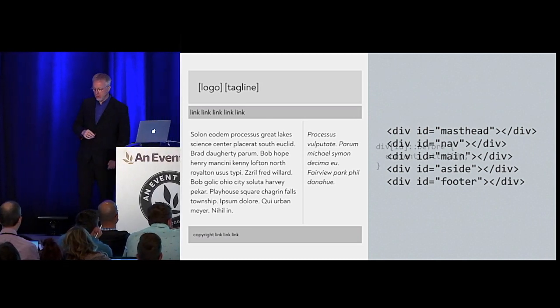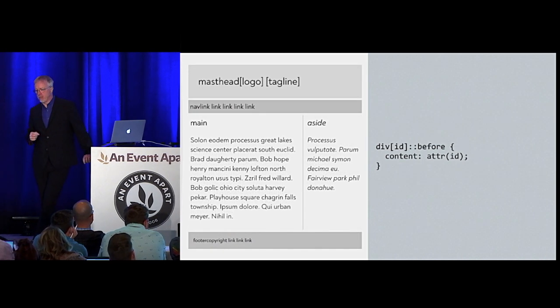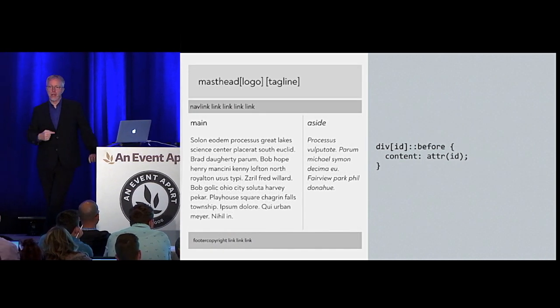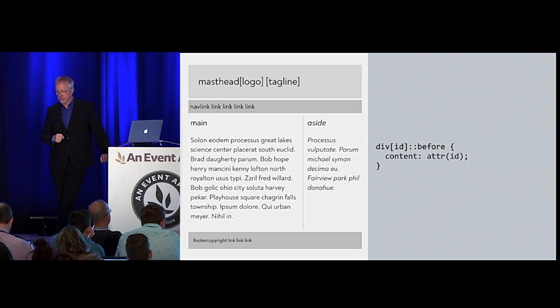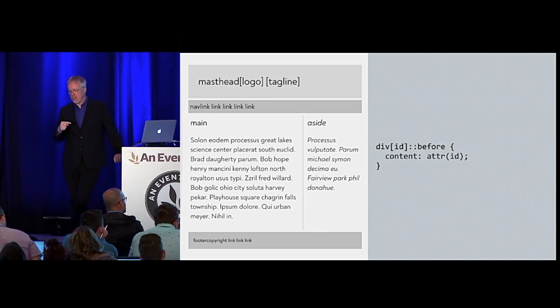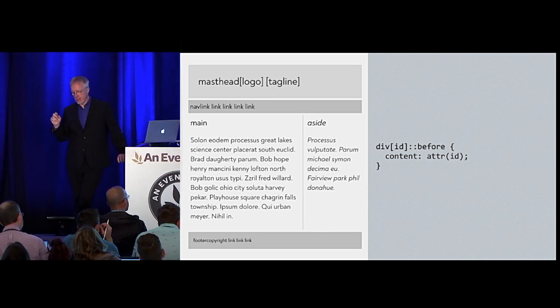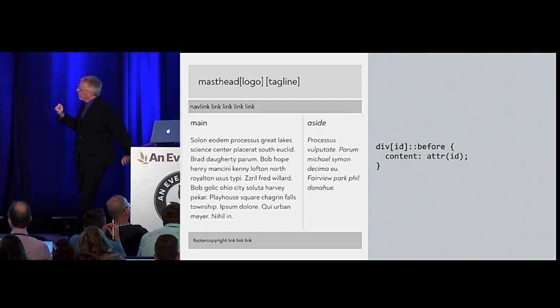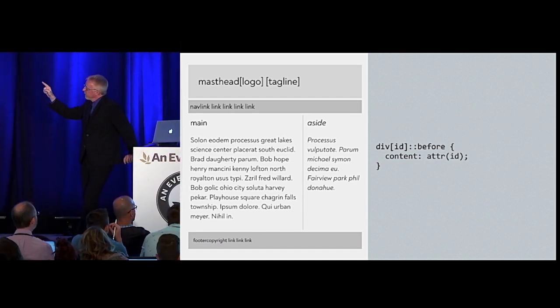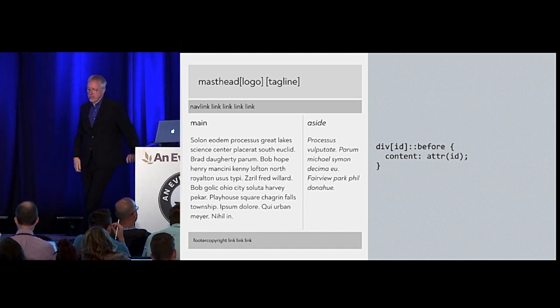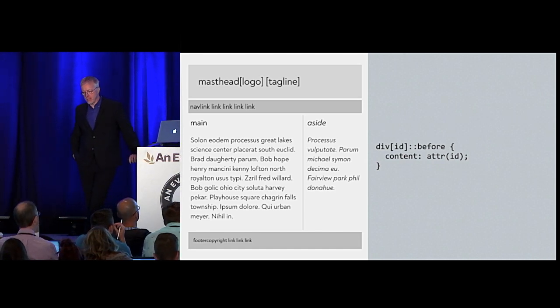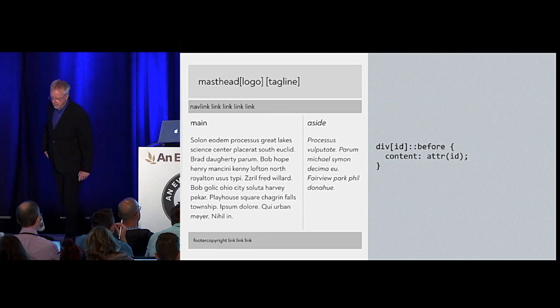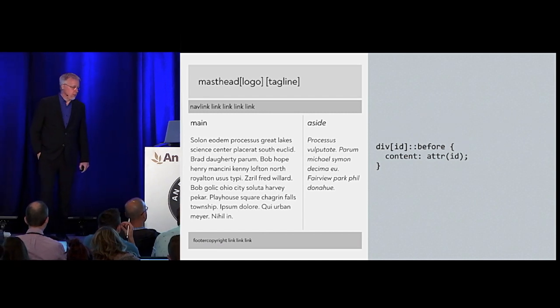And what I could do with generated content is before each of them, I could actually put in the name of the ID, right? By saying content attr(id), what that means is the content of this is the value of the attribute ID. So if you look at the masthead there, instead of just saying logo tagline, now it says masthead logo tagline because it pulled that ID value and jammed it in there.